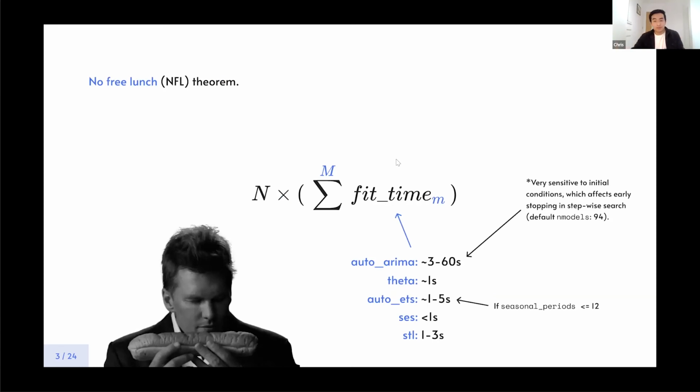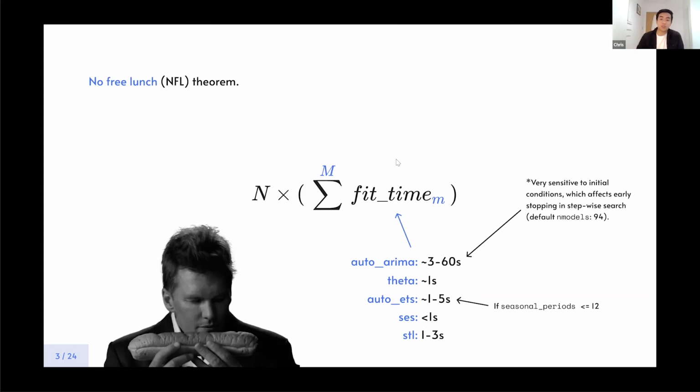But of course, as we know, there's the no free lunch theorem, right? Different models tend to work for different data sets. And this often means that it's not good to just fit one model like Auto-ARIMA or ETS. You want to fit a whole range of different models because the likelihood is your data set will work best with a different model. And this is particularly true in the time series space, right?